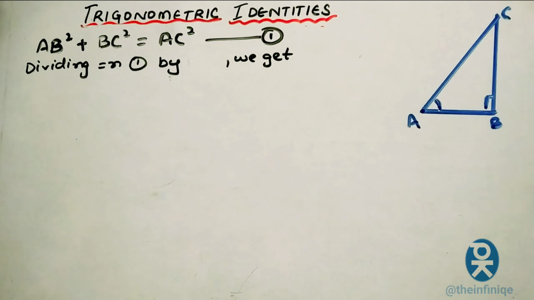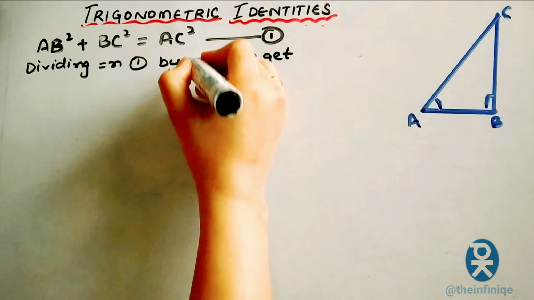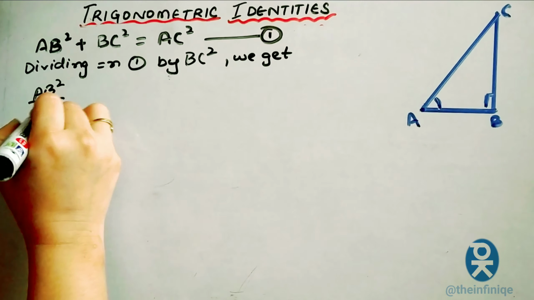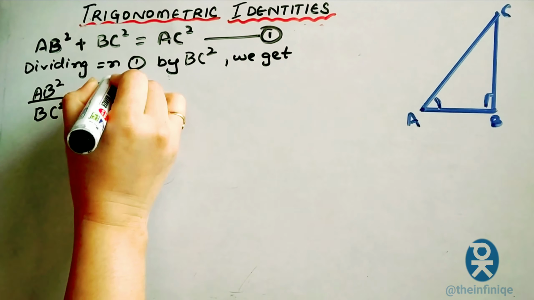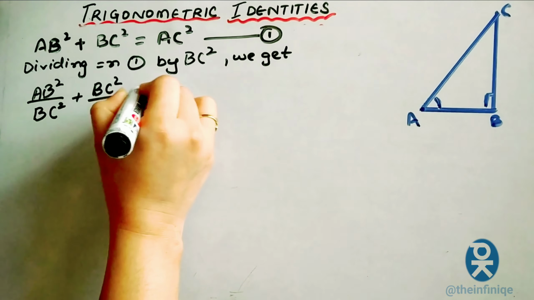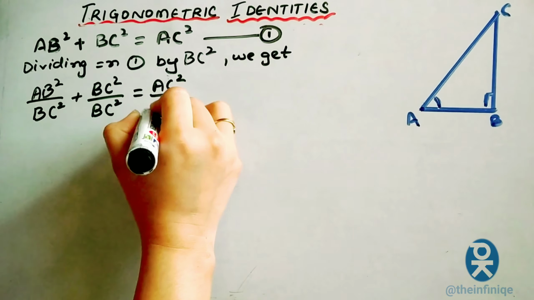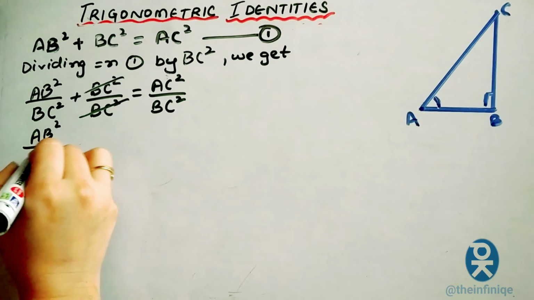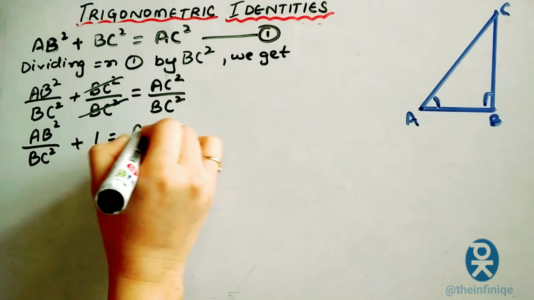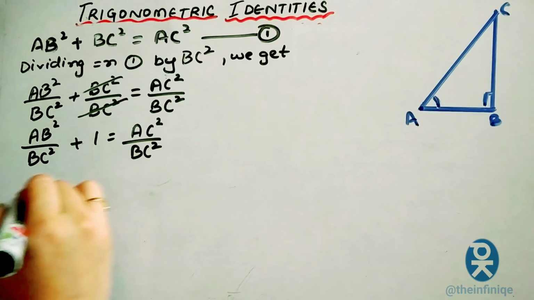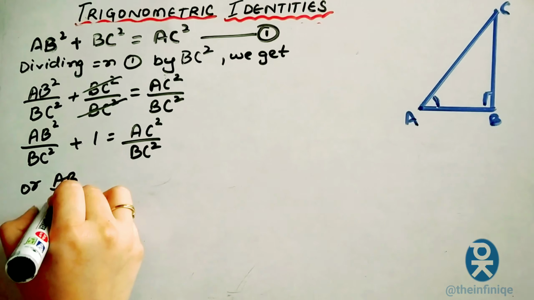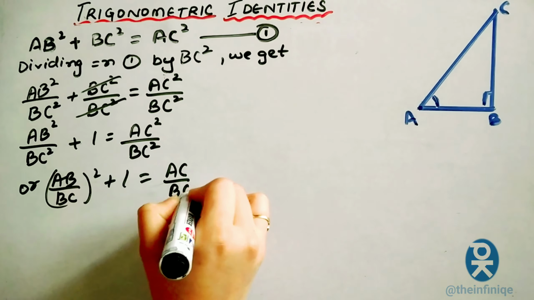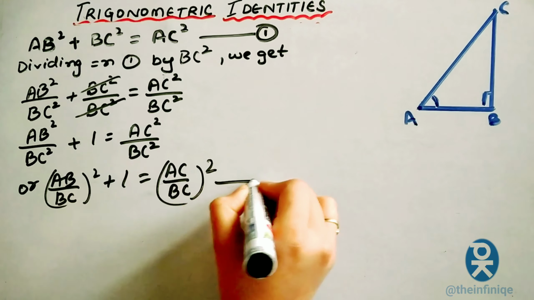Now we will divide equation first by BC square. So AB square upon BC square plus BC square upon BC square is equal to AC square upon BC square. This cancels. AB square upon BC square plus 1 is equal to AC square upon BC square, or (AB upon BC) whole square plus 1 is equal to (AC upon BC) whole square. Let it be equation 8th.